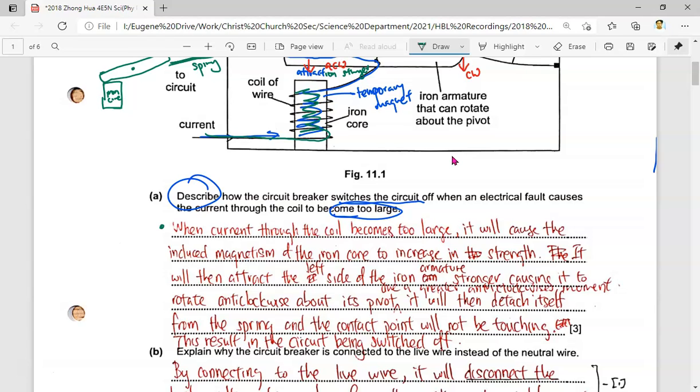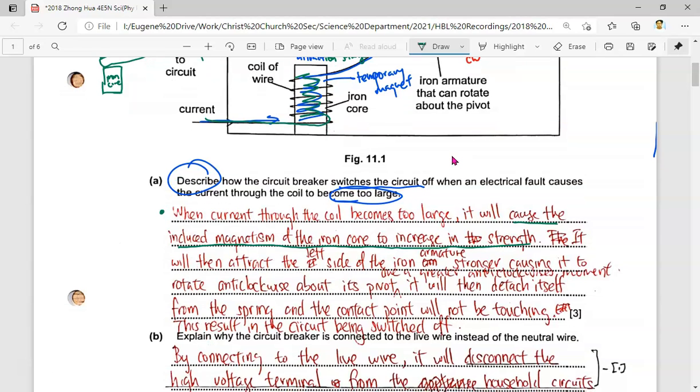First point: when the current through the coil becomes too large, it causes the induced magnetism of the iron core to increase in strength. So it's the increased attraction here. This causes the left side of the iron armature to be attracted stronger, causing it to rotate anti-clockwise about its pivot due to a greater anti-clockwise moment. This is the second point we want to see.